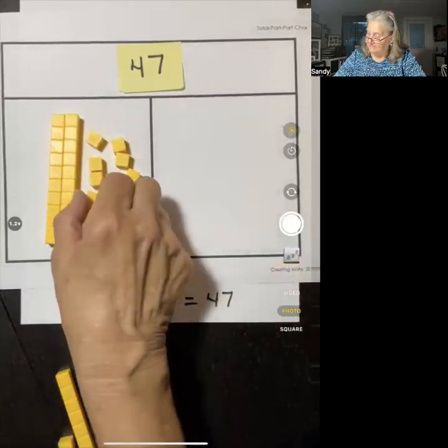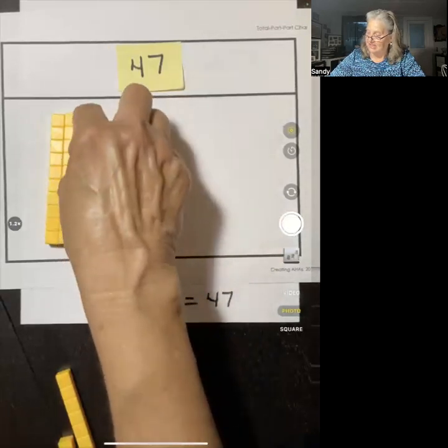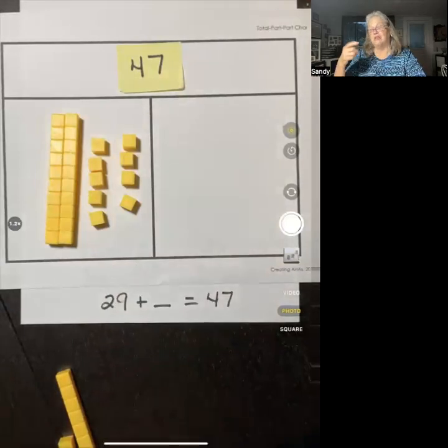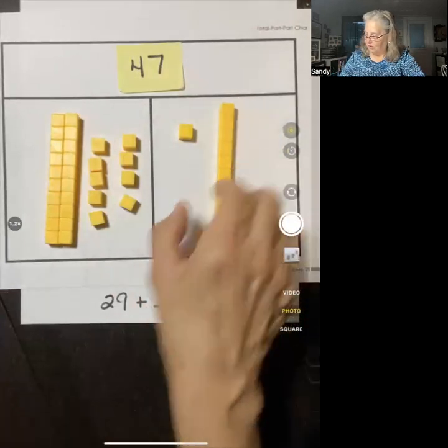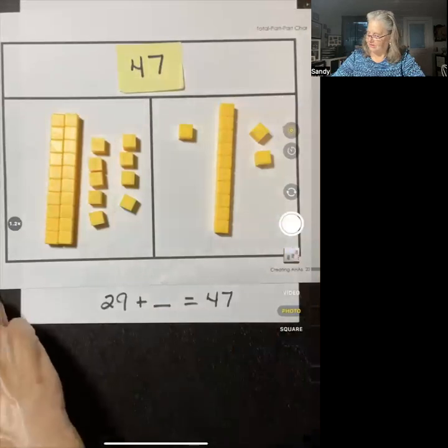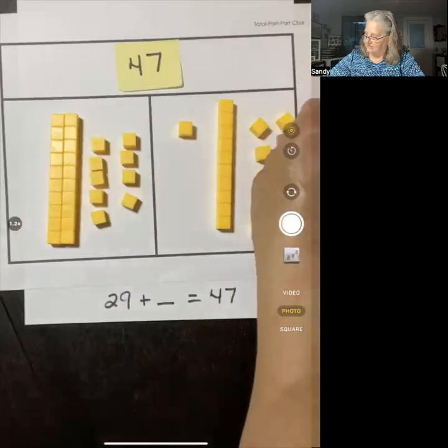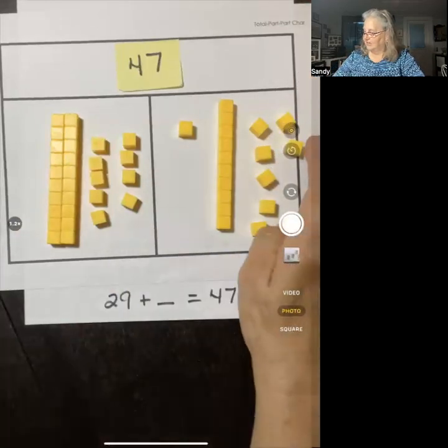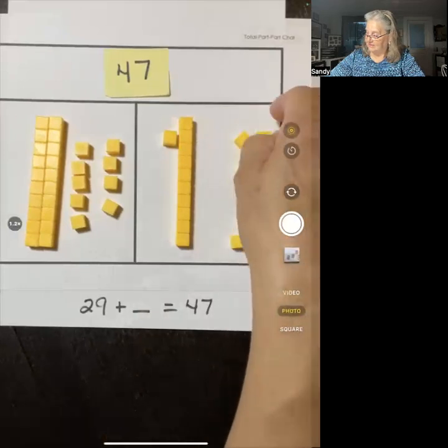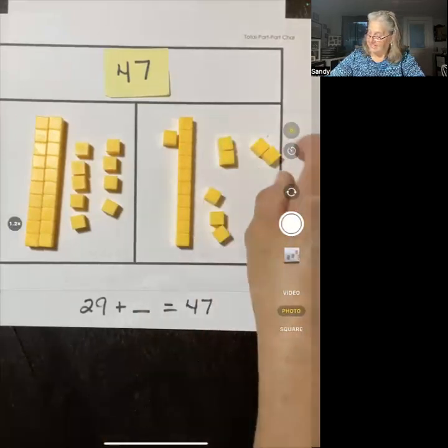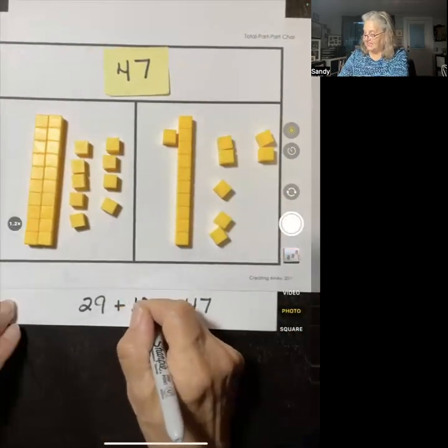So I've got 29. If you've seen the 5-frame, 10-frame video, you'll see I'm using that arrangement here. But I'm going to count up to 47. So I've got 29 and 1 is 30, 40, 41, 42, 43, 44, 45, 46, 47. Okay. So how many more than 29 is 47? Well, I've got 18 more. Okay, so 18 goes in here. And it's a counting up strategy.